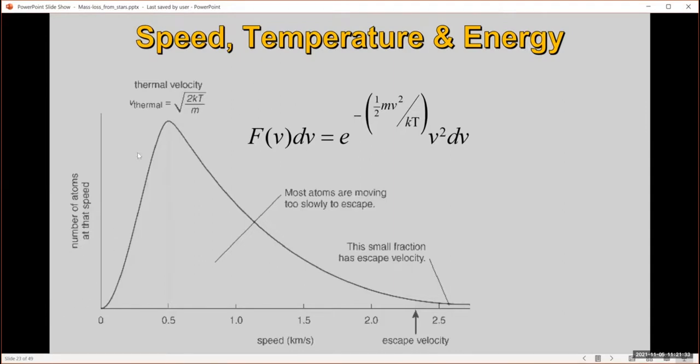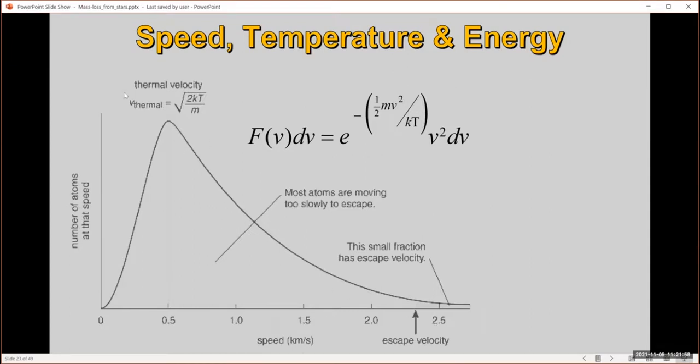Here I have a Maxwellian distribution. This is the equation for the Maxwellian distribution. This is speed on the x-axis and the number of particles at that speed on the y-axis. And what you can see here is the thermal velocity is the peak of this distribution. So there are more particles moving at this speed than any other speed. But there are also particles moving more slowly and particles moving faster.